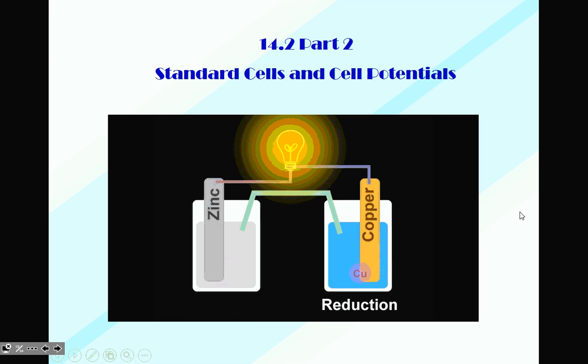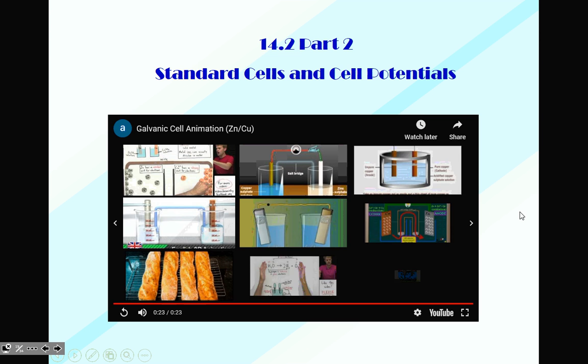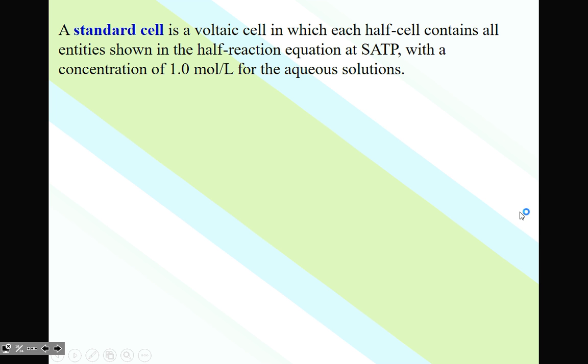This time what we're going to do is learn how to calculate cell potential, and take a look at what that looks like in our data booklet. There are numbers associated with those reduction half reactions all the way to your right, and we're just going to learn how to read those.